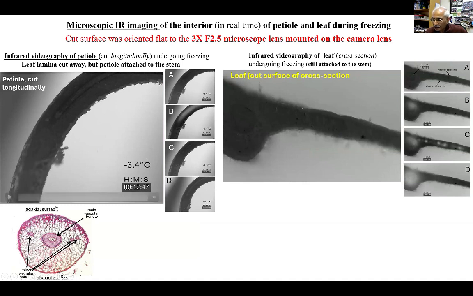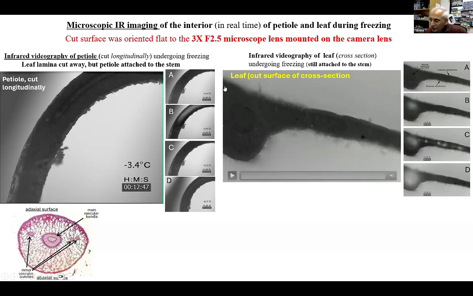Okay, here is a histology of petiole, just the internal structure here. Let me explain what the setup here is. So this is a petiole which is attached to the stem, and this petiole has been cut longitudinally. Okay, so you can see this vascular trace almost here. So we are actually looking at the inside of the petiole because it has been cut longitudinally. The lamina has been cut away from this petiole, but the petiole is still attached to the stem from where the ice actually is progressing into the petiole. Okay.